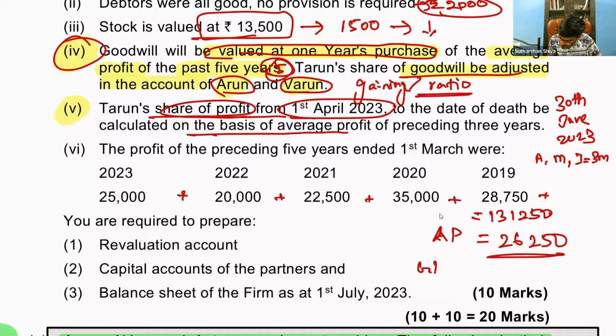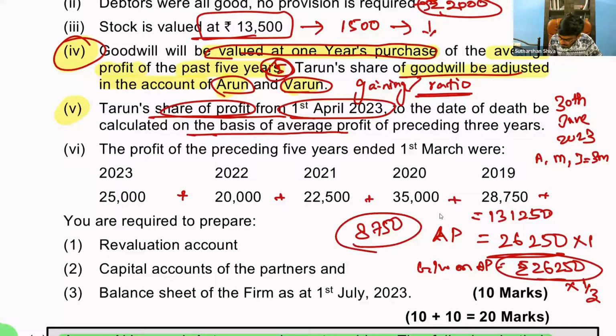They are asking goodwill on average profit, 1 year purchase. So it is 26,250 into 1, you will get 26,250. That is your goodwill, the company's total goodwill. What is his share of profit? His share is 1 by 3. Calculate 1 by 3, it will become 8,750. This 8,750 will be divided in the ratio of Arun versus Tarun, so divided by 2: 4,375, 4,375. That's it with the goodwill calculation.